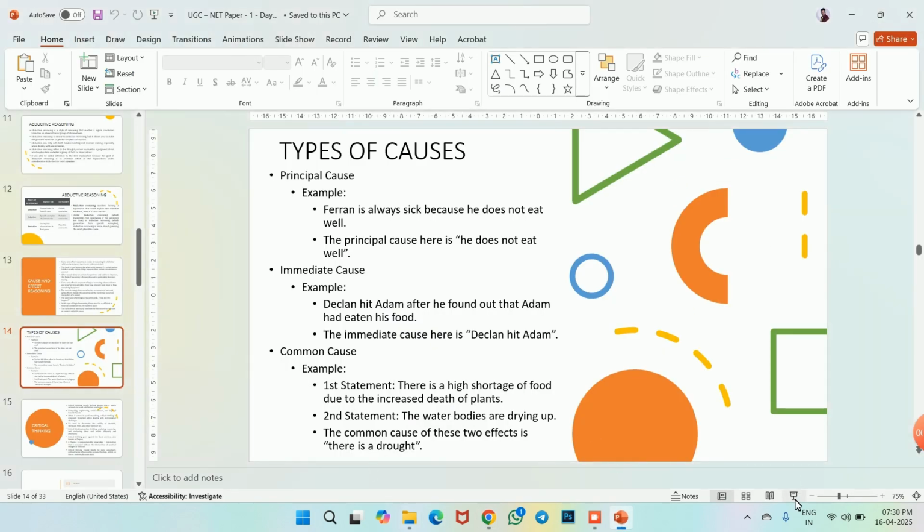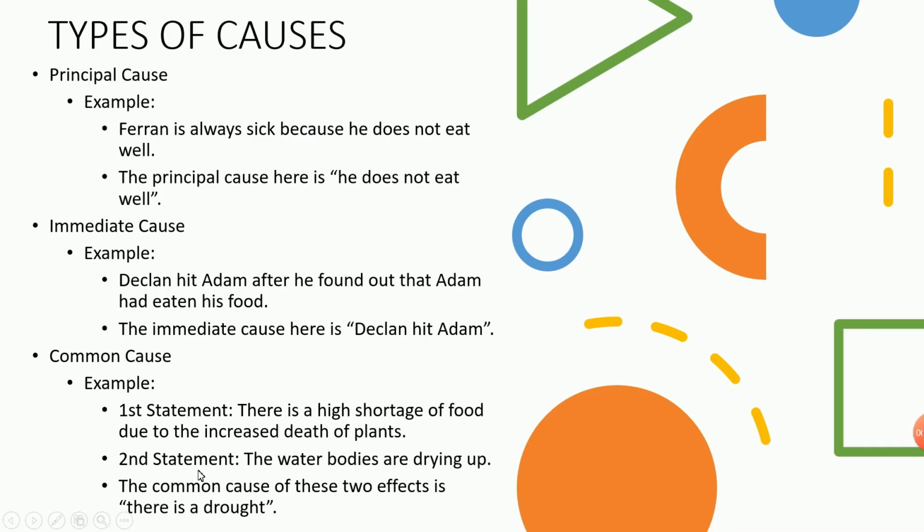So here, comparing these two statements, we are assuming the cause is a drought. Because of that drought, there is a high shortage of food due to the death of plants. Next, water bodies are drying up. So we are arriving at a common cause.